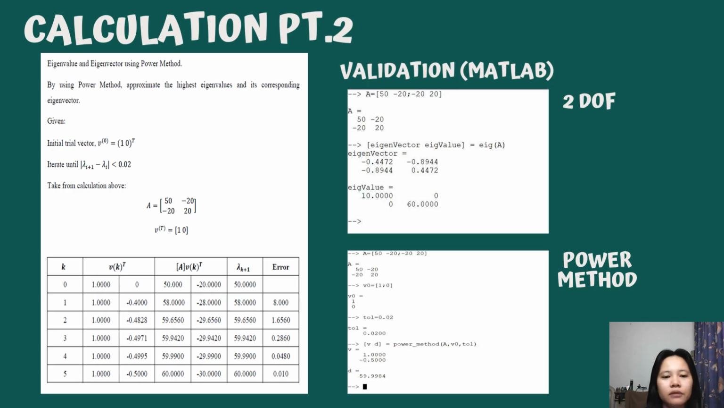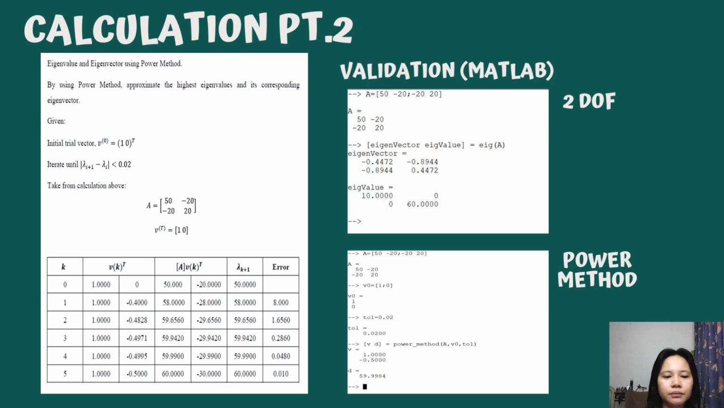As we can see, after getting the value, for the value lambda k plus 1, we put the highest absolute value. Next, for the next row iteration, to obtain the value, matrix A multiplied by matrix Vk over lambda k plus 1 is equal to Vk. Then the step is repeated until the fifth iteration, until the difference is less than 0.02.